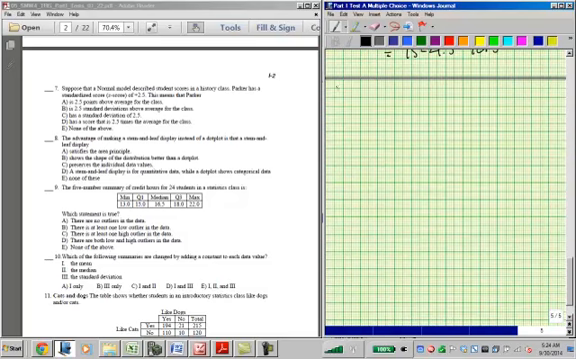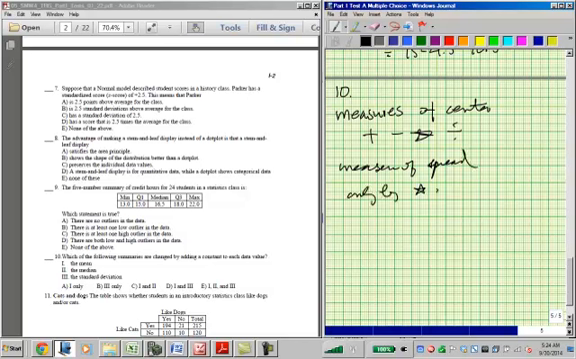And 10. Which of the following summaries are changed by adding a constant to each data value? Okay. Measures of center are changed by plus, minus, multiplication, and division. Measures of spread only by multiplication or division.